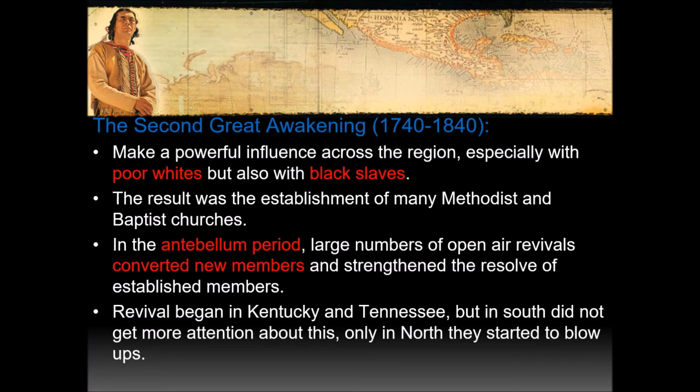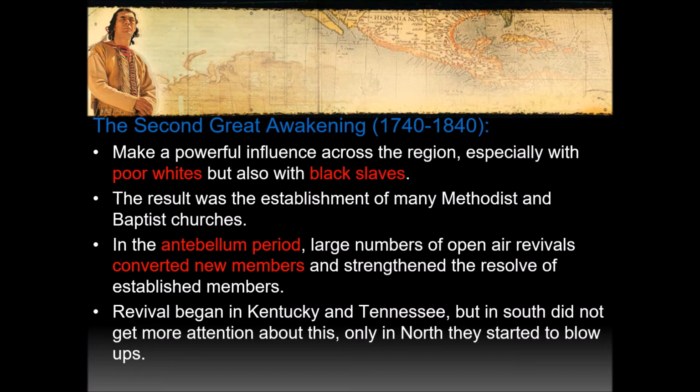The Second Great Awakening happened from about 1740 until 1840. It was a powerful influence across the region, especially among poor whites, but black slaves were also involved. The result was the establishment of many Methodist and Baptist churches. In the antebellum period, a large number of open-air revivals converted new members and strengthened the resolve of established members.